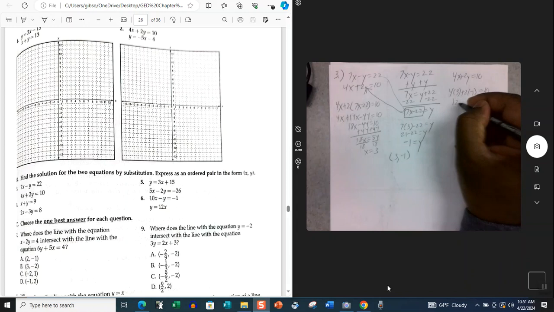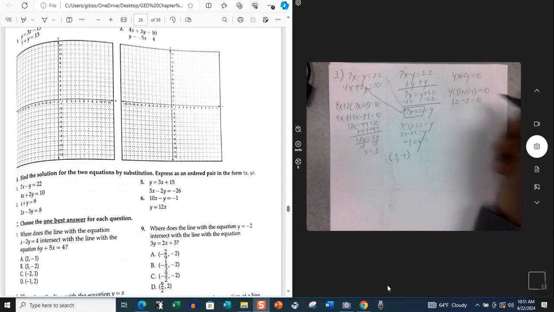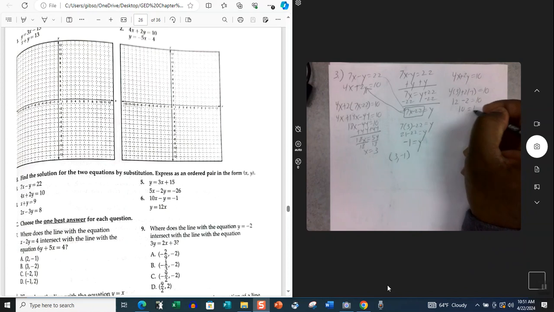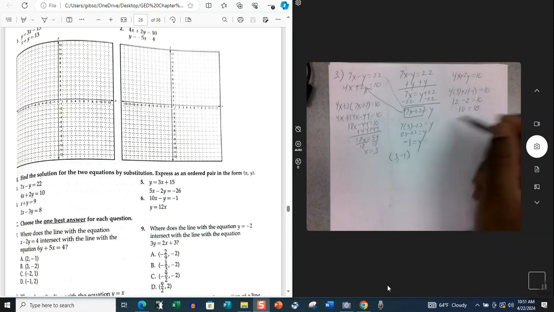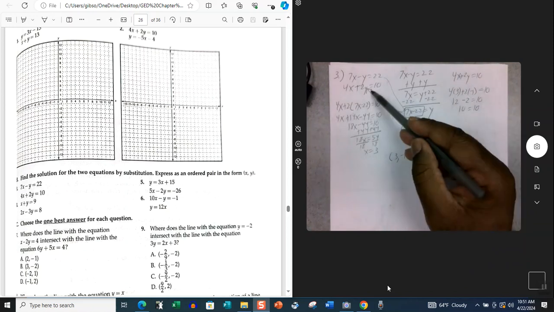So 4 times 3 is 12. 2 times negative 1 is a minus 2 equals 10. 12 minus 2 is 10. So 10 equals 10. So that worked for the second one.